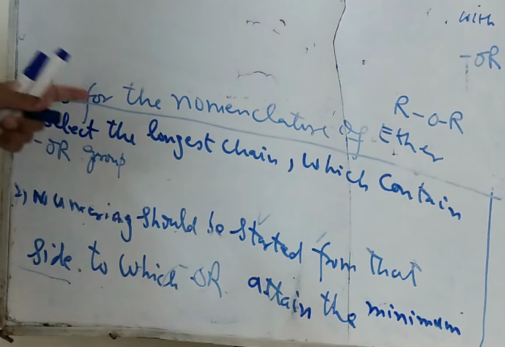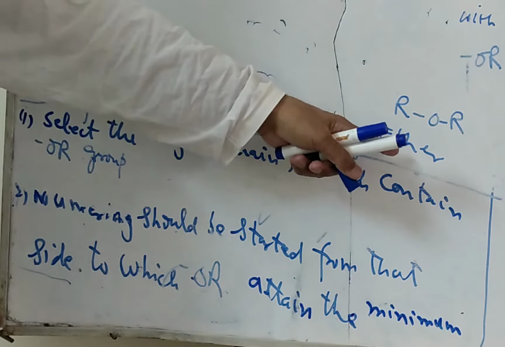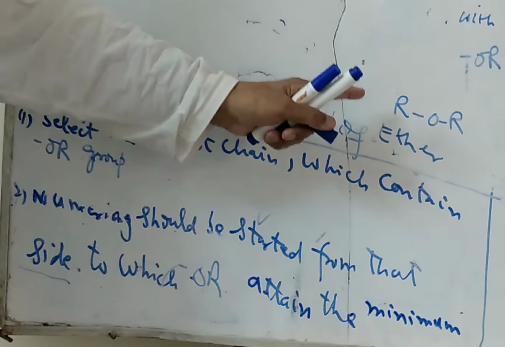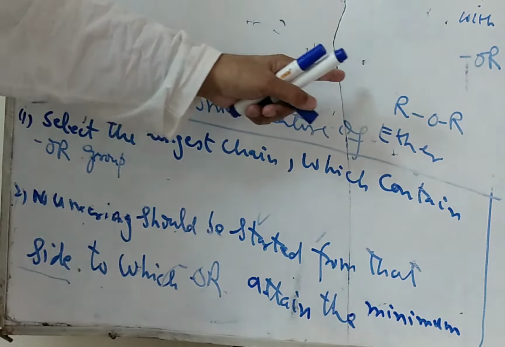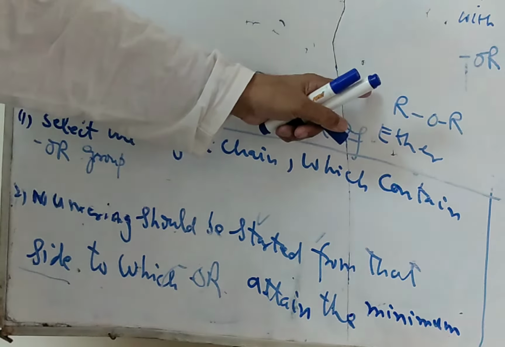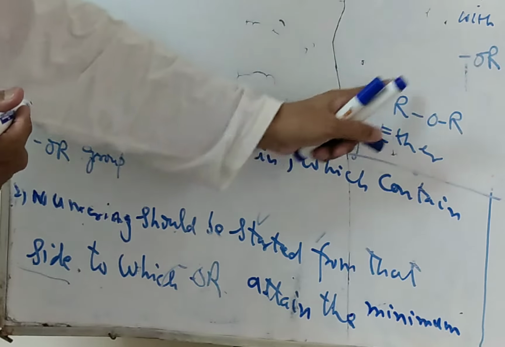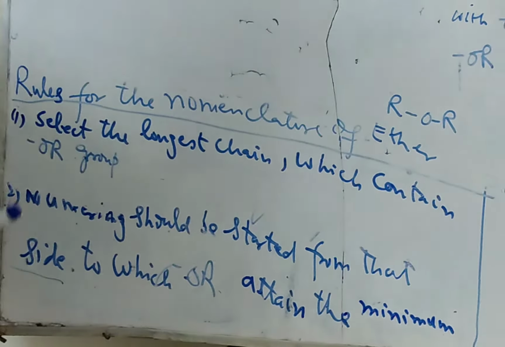Now the rules for the nomenclature of ether. Ether is known as the ROR. You are very well familiar with all these functional groups. You have already studied in matric. ROR, R may be methyl, ethyl, or propyl, and this is the oxygen.